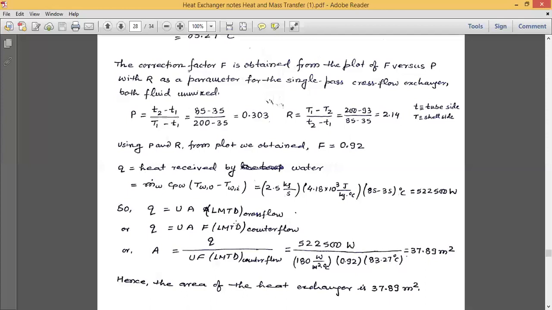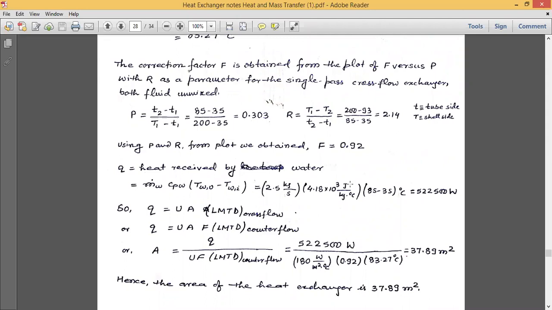We have calculated the LMTD value for counterflow and read the correction factor from the chart. U is given in the question, and Q we have calculated. By substituting, the area needed for this Q amount of heat transfer we can determine using the formula A equal to Q upon U F LMTD for counterflow. Substituting 522,500, we get 37.89 square meters. This is the area of the heat exchanger required in the case of cross flow to have the Q amount of heat transfer. So this is our required answer, 37.89 square meters.